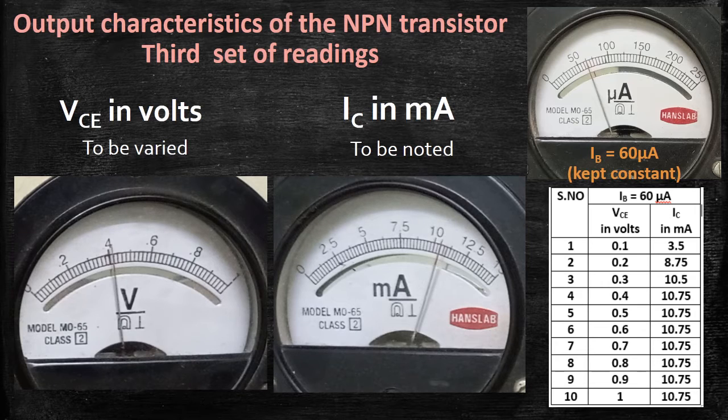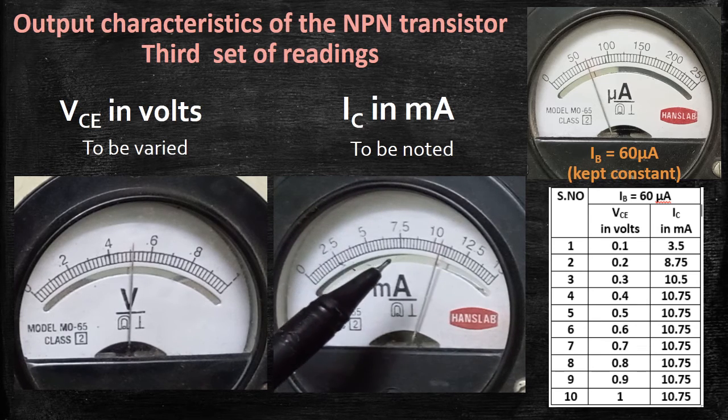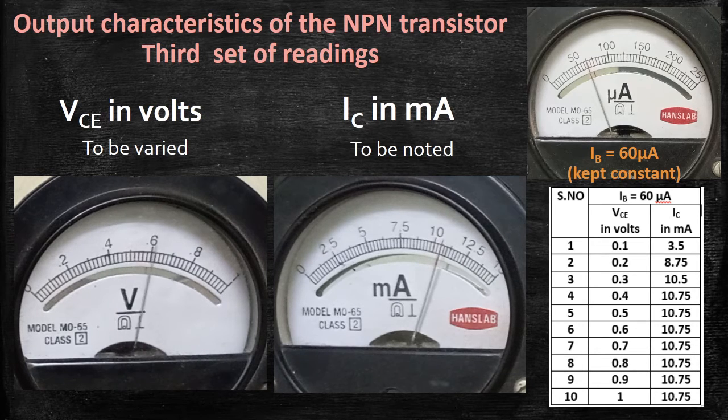Now it is going to be increased from 0.4 to 0.5. Which value? VCE value. Look at that. Here VCE is increased from 0.4 to 0.5. Look at the value. No change in the IC. Again it shows 10.75. Now I am going to increase the value of VCE from 0.5 to 0.6. Now note down the value, no change in the IC value. Again it shows 10.75.